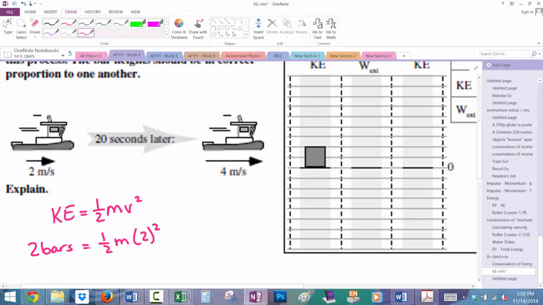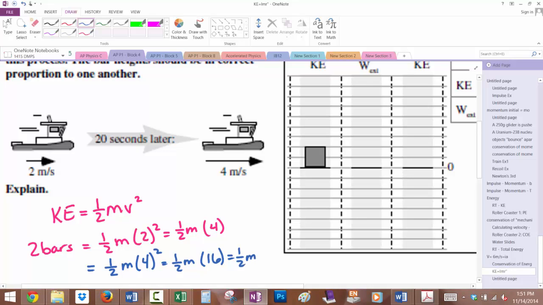Okay. Well, let's make sure it makes sense for real. Does this statement make sense to you all? There are 2 bars, and that equals 1/2 m times 2 squared. I want to know how many bars are equal to 1/2 m times 4 squared. So this is 1/2 m times 4. Does that make sense? This one is 1/2 m times what? 16, which is really like 1/2 m times 4 times what? 4, is that okay? Yeah.